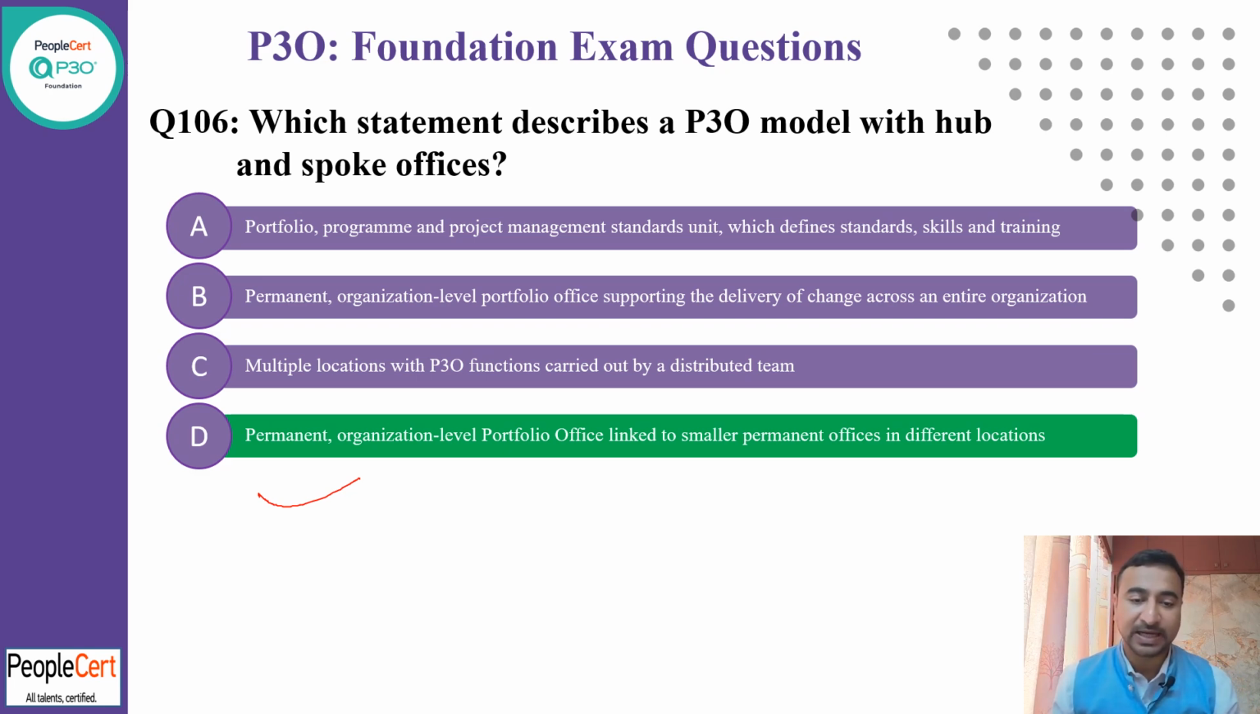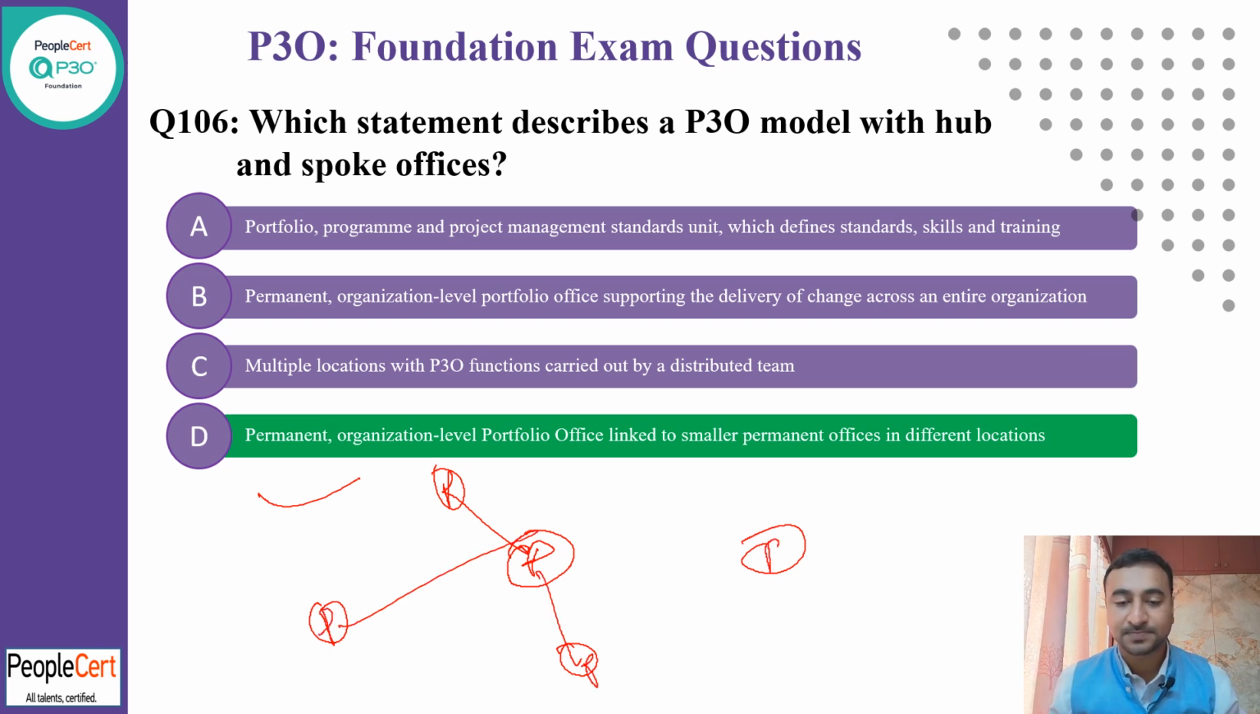So it is like this, that your permanent office hub, or your hub portfolio office, or a head of portfolio office, is connected to the smaller portfolio offices that again are a permanent structure. They are connected in a distributed manner. So which statement describes the P3O model with hub and spoke offices? I think the permanent organization level office linked to a smaller permanent office in a different location. That seems to be the most correct answer.